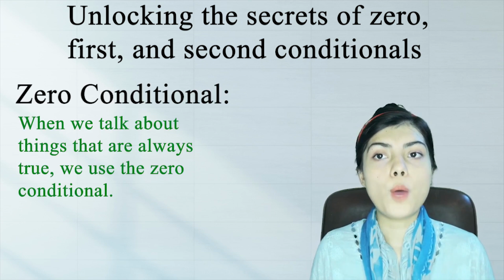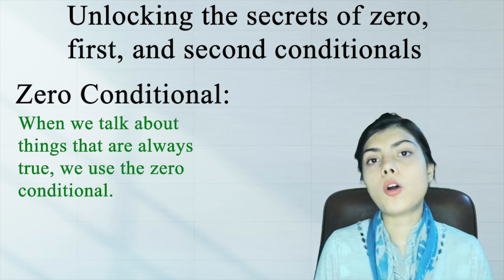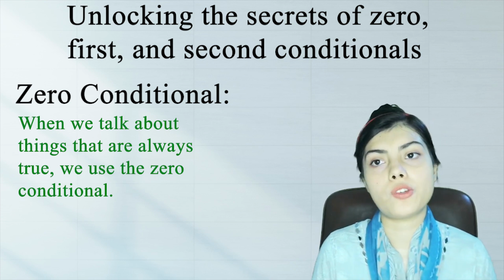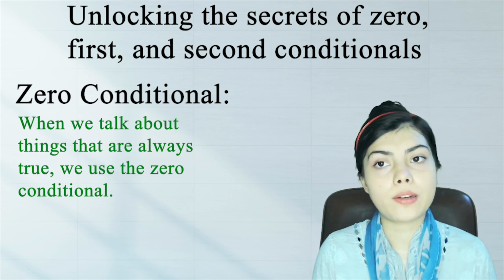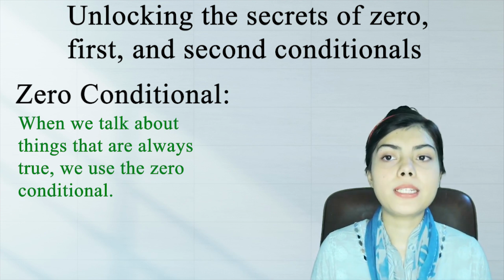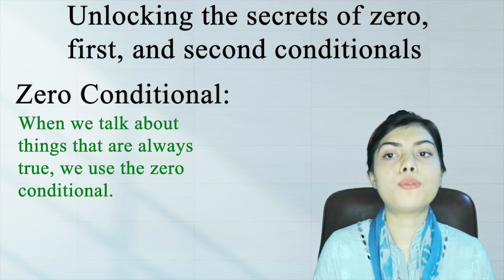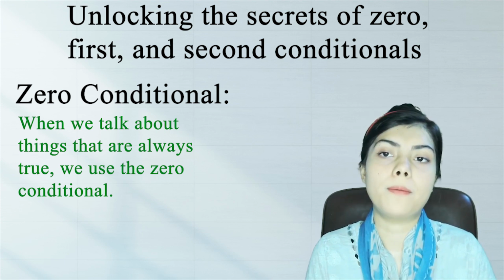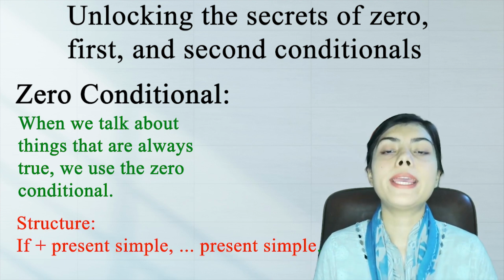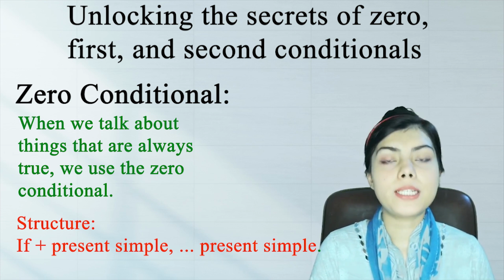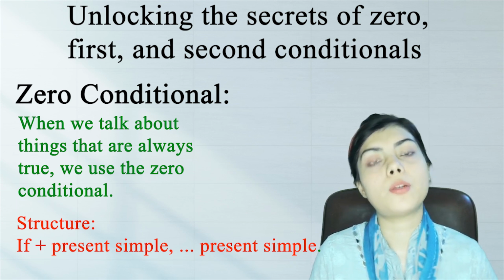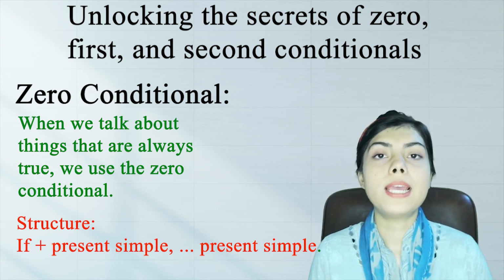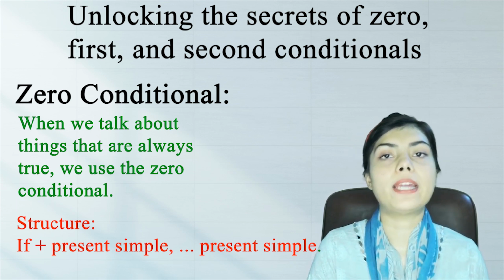Zero conditional. When we talk about things that are always true, we use the zero conditional. If something happens, something else happens because they are connected. It is constructed using the present tense verb in both the if clause and the main clause. The formula and structure are: if plus simple present, simple present. Like, if you heat water, it always boils. It is like a rule that never changes.